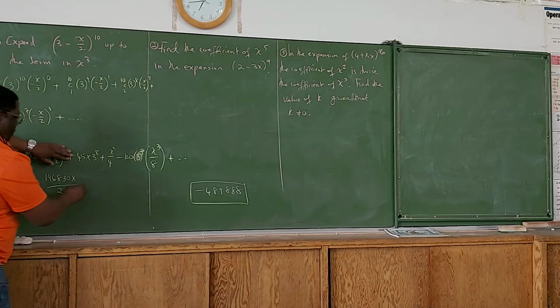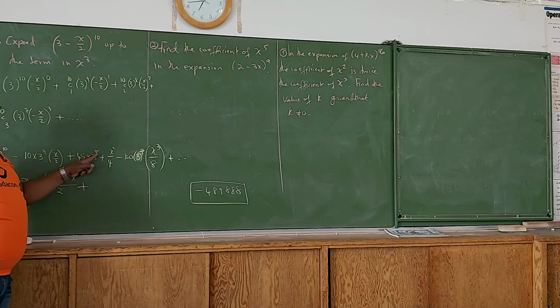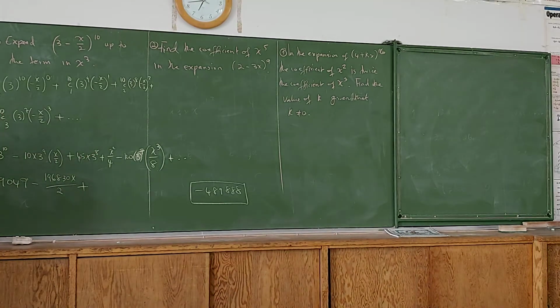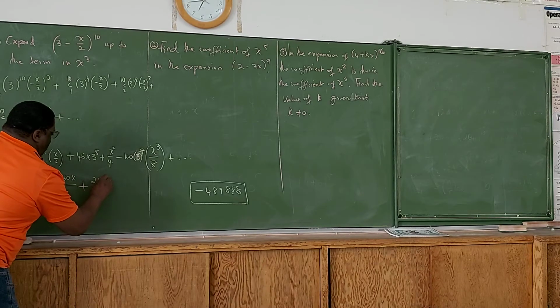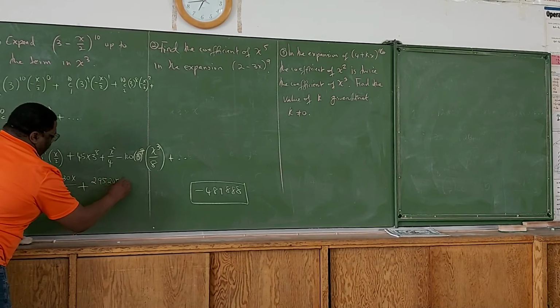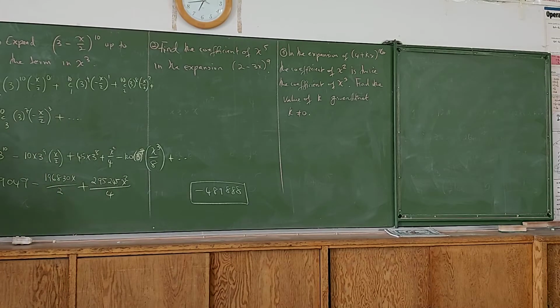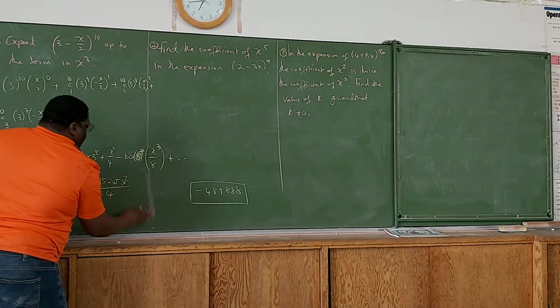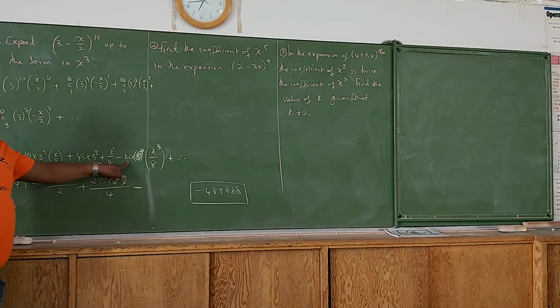And here, plus. So 45 times 3 raised to the power of 8 is 295,245, x squared over 4. Are you with me? And the next one is going to be a negative number. So 120 times 3 raised to the power of 7.